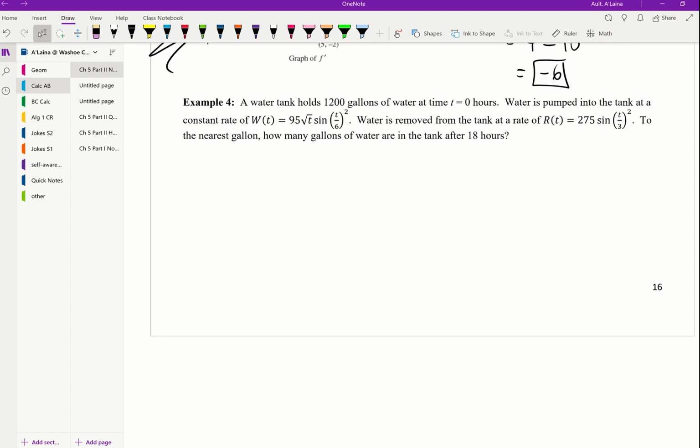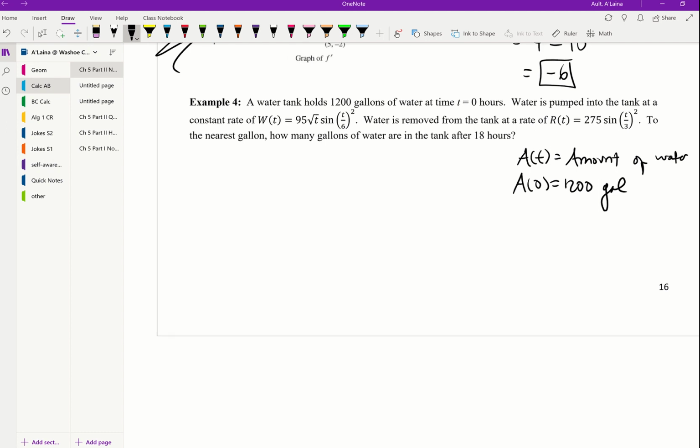All right, last one. A water tank holds 1,200 gallons of water at time t. I'm going to use A again to represent the amount, the number of gallons, the amount of water. And so at time 0, I have 1,200 gallons of water. Water is pumped into the tank at a constant rate of this.